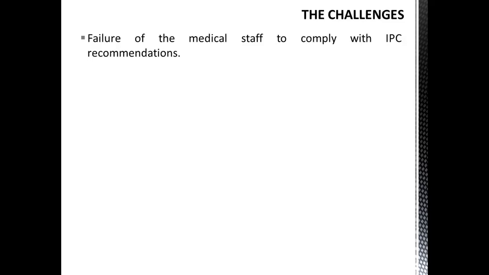Failure of medical staff to comply with the IPC recommendations has to be monitored. Whenever you find out a failure, it has to be rectified immediately. Do not hold back the information.